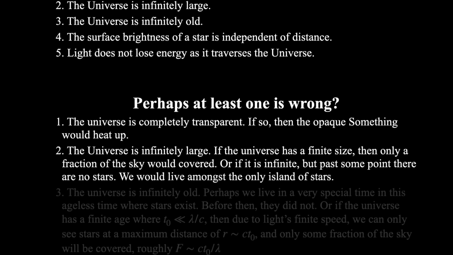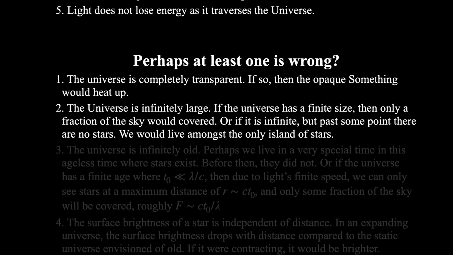Next, the universe is infinitely large. Let's look at that one. If it has a finite size, then only a fraction of the sky would be covered. Let's say the universe is literally a box, and whatever's outside the box, we don't know, we don't care. Only a fraction of the sky would be covered because there are only so many stars inside a finite box. But if it's infinite, but past that point there are no stars, well, that's the same kind of thing as if there's nothing past that. And then we would just happen to live amongst the only island of stars, which seems a little weird. So there are some things that could be wrong with it being infinitely large.